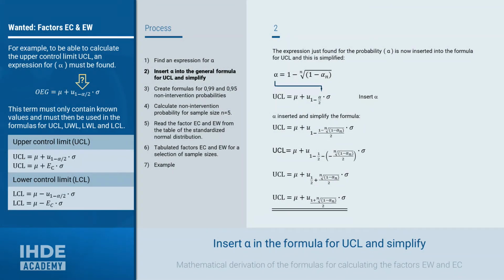The expression which we just found for the probability alpha is now put into the formula for the upper control limit. The formula found this way could be used directly, but we want to further simplify it as done here. If you want to understand the calculation in detail, you should pause the video at this point. In any case, by simplifying the formula, we obtain the below expression, which is double underlined.